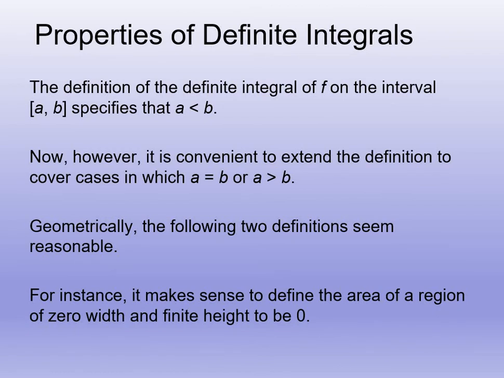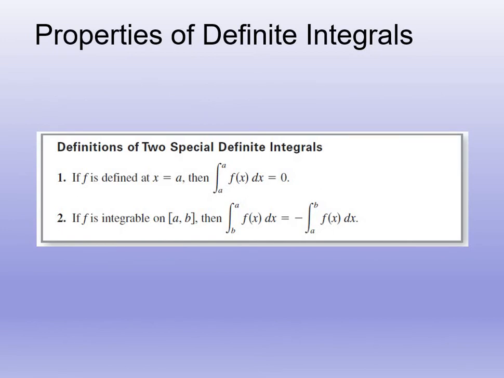So it makes sense if we talk about the area of a region being 0, if its height is 0 and its width is 0. But we have these two special properties that help define some definite integrals. So if f is defined at x equals a, then the integral from a to a of f of x dx, notice the limits are the same, anytime the limits are the same, we will always get 0, because there's no height, no width. That's what we were just talking about on the previous slide. So it's a special definite integral.